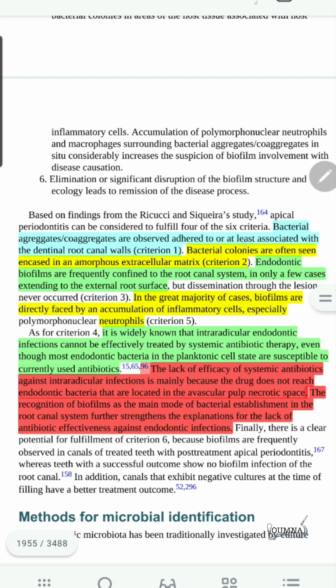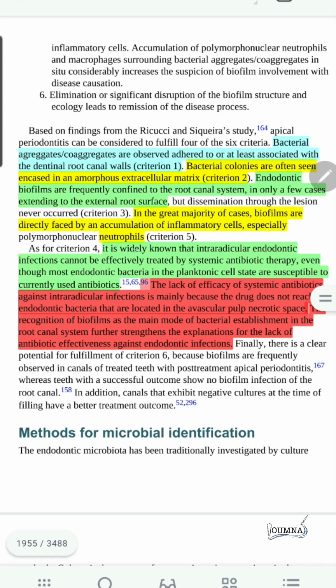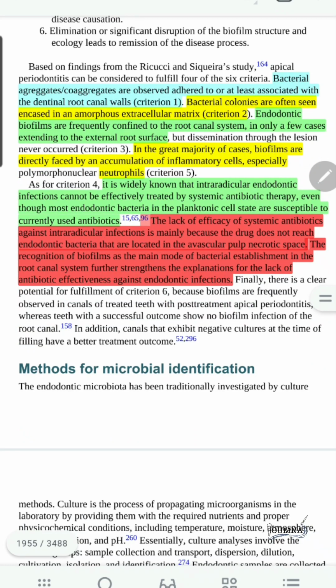So bacteria invade as colonies that are embedded in the EPS. They stick to the walls of the root canal system. They are usually faced by inflammatory cells, especially neutrophils. Most of the time, these biofilms are confined to the root canal system. In only a few cases, they extend to the external root surface to cause what is called periradicular disease.